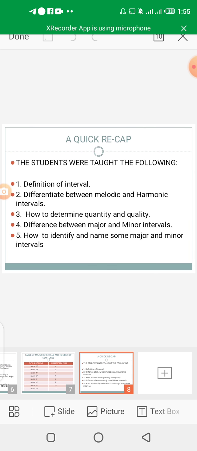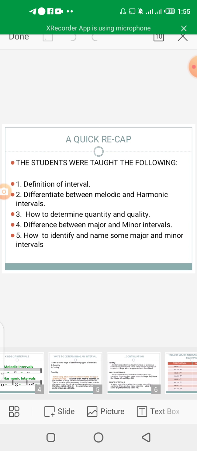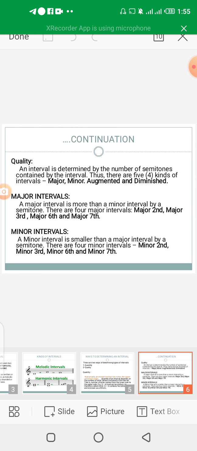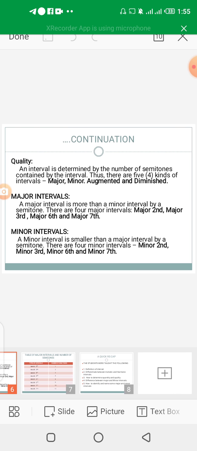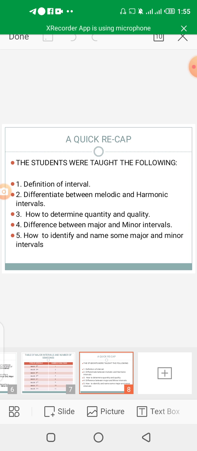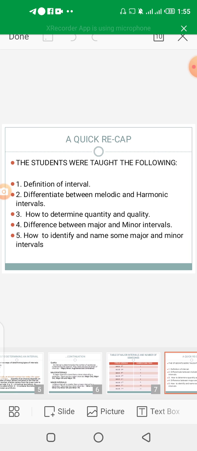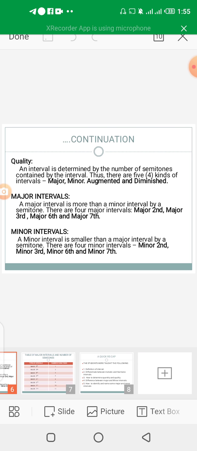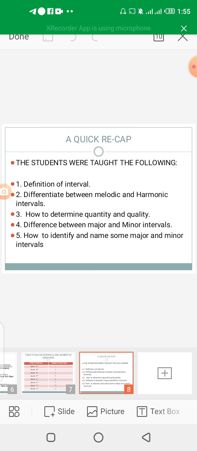How to determine quantity and quality. We said that the quantity has to do with the number of movements, while the quality has to do with the number of semitones. Now, the difference between the major and the minor interval. We said that the major interval is higher than the minor interval by a semitone. Now, how to identify and name major and minor intervals.